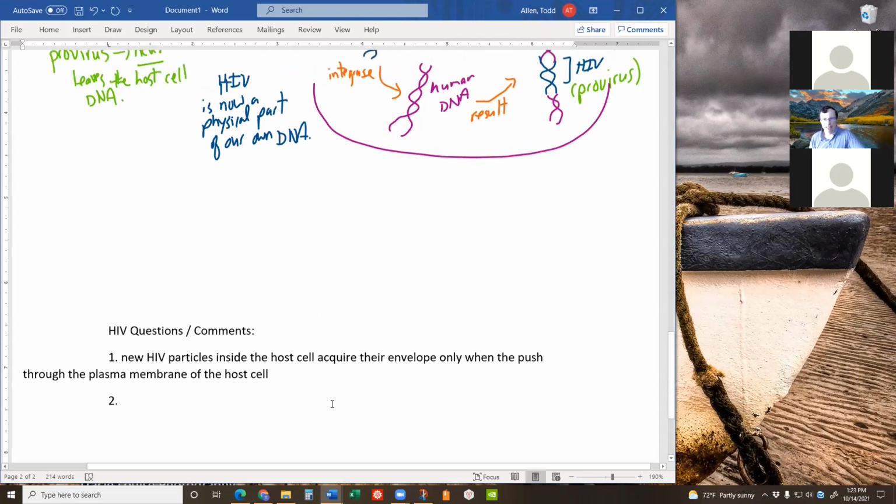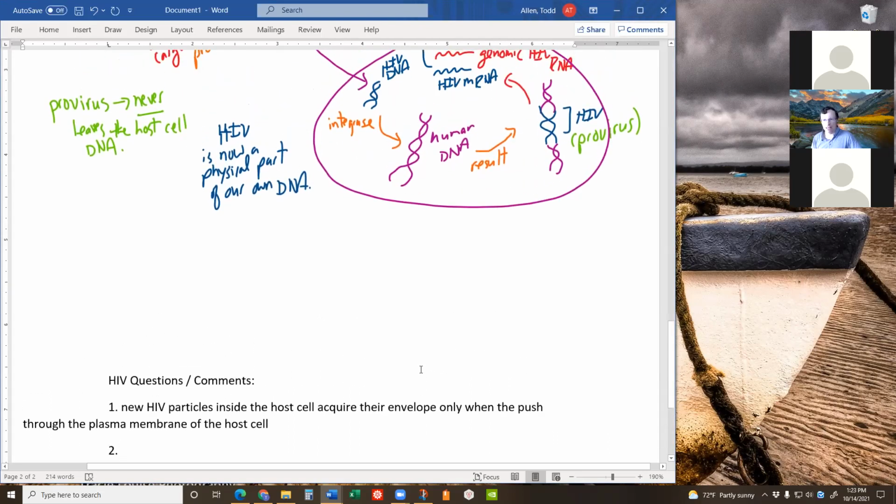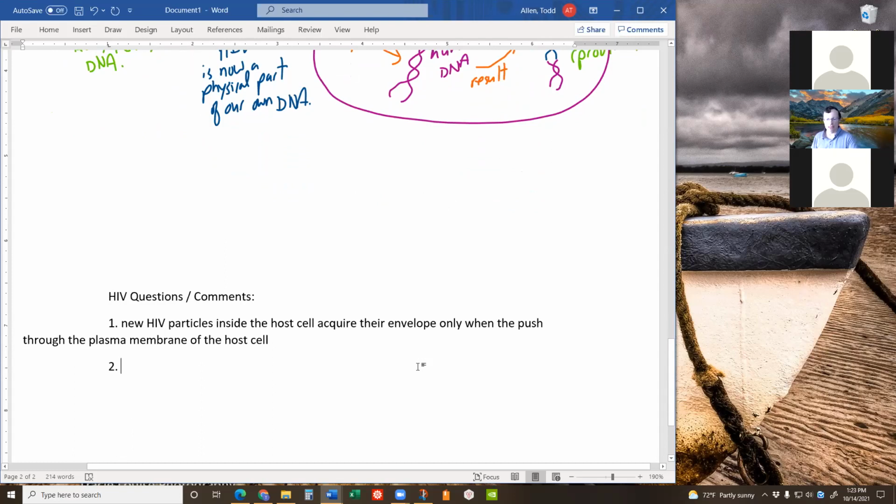Okay, we need to talk a little bit about, well, okay, if we understand the basic idea of how HIV infects the cell and replicates inside the cell, we need to start connecting this to, well, how does all this lead to the development of AIDS? Okay, so I'll put this down as a question.